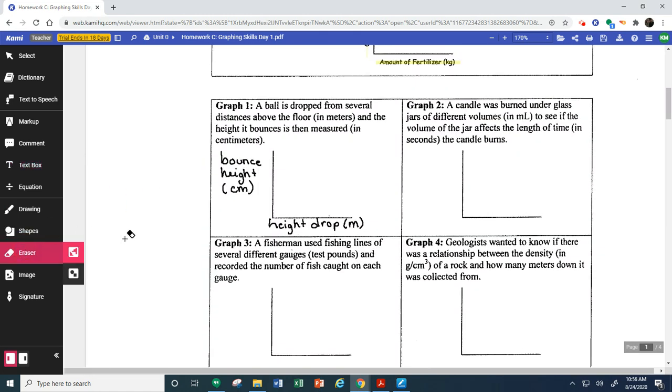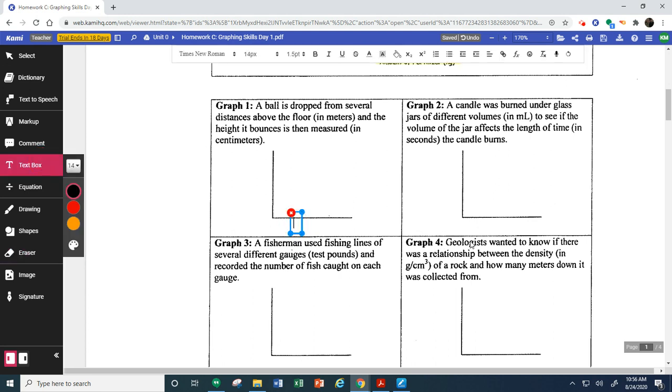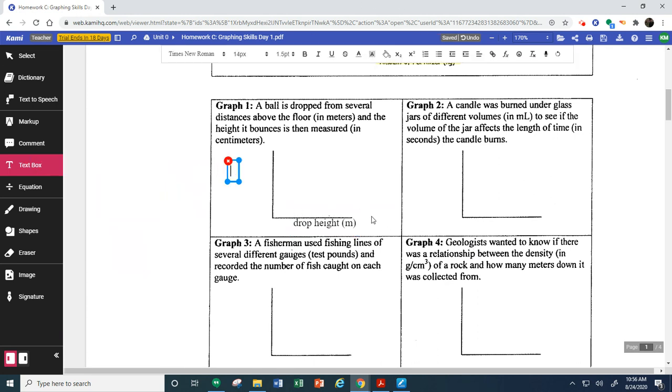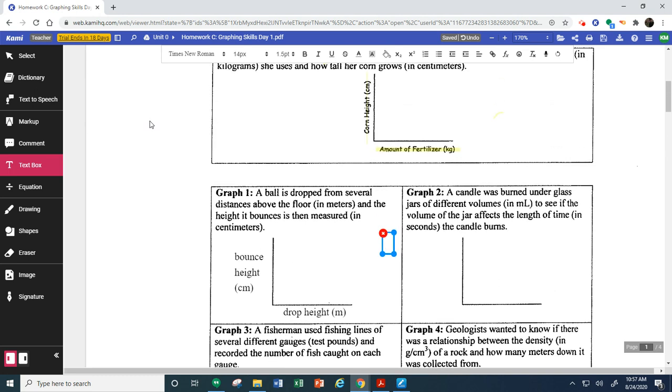So if I go back, I'm going to erase this stuff out. And you can just type this same information in. So you can do a text box. This was drop height in meters. And then you can add another text box over here, which was bounce height, and that was in centimeters. So again, this allows you to quickly type things in, and then you can always click and drag it to make it fit wherever you need it to. So again, this works really well, and you can use it for other classes besides this.